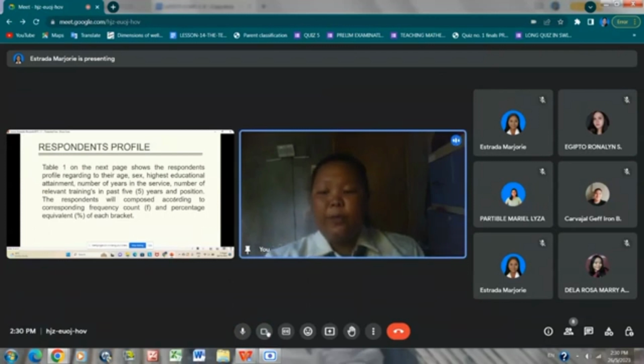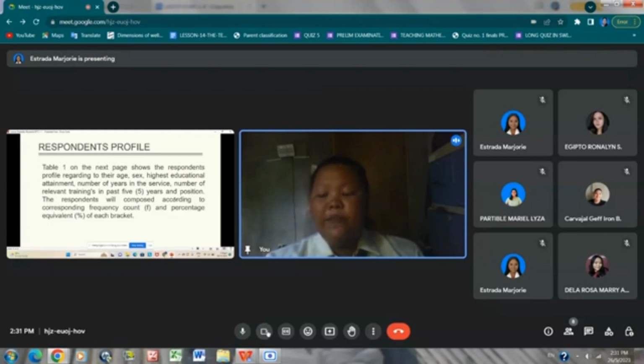Now, let's move on to Chapter 3. This chapter includes the presentation, analysis, and interpretation of data in relation to the stated problems of the study, such as the personal profile of grade 6 science teachers in Rosales North Central School and Rosales South Central School, in terms of the following attributes: age, sex, highest educational attainment, number of years in service, number of relevant trainings attended in the past 5 years, and position.